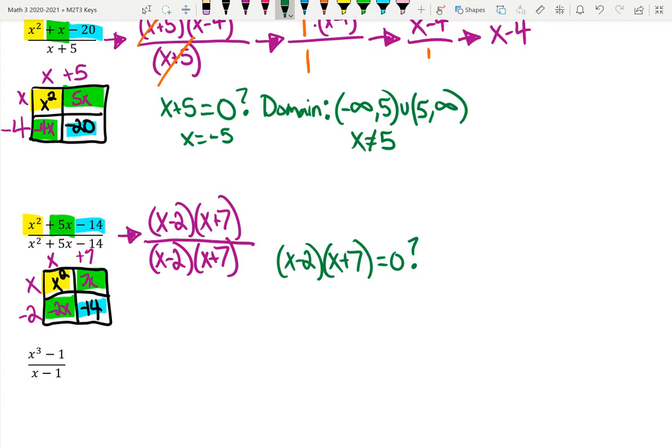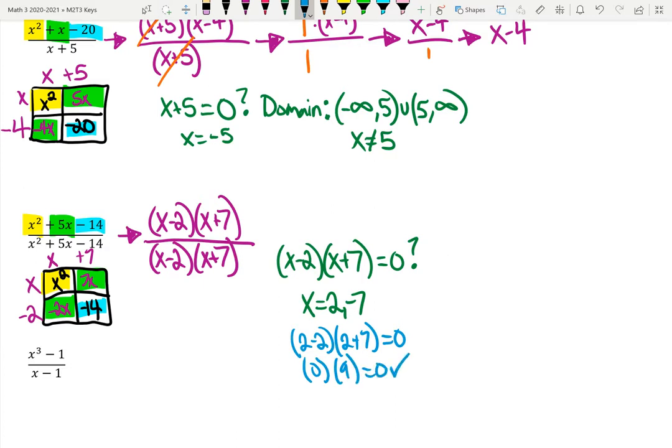Some of you might be able to see on sight that x will be either 2 or negative 7 to make the denominator 0. Some proof of this is if I plug in 2, this is going to result in 2 minus 2 times 2 plus 7. Does this equal 0? Well, 0 times 9 equals 0.